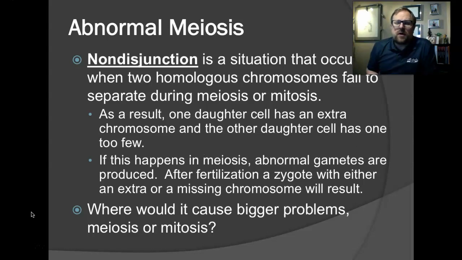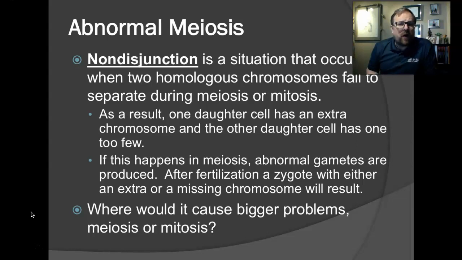And so if you've got an abnormal gamete, a sperm or an egg, that meets a regular gamete, we're going to end up with an extra or a missing chromosome in that individual. Okay? Where would it cause bigger problems, do you think? Is it going to cause bigger problems in meiosis, or do you think it's going to cause bigger problems in mitosis? Think about it for a second. Hit pause.